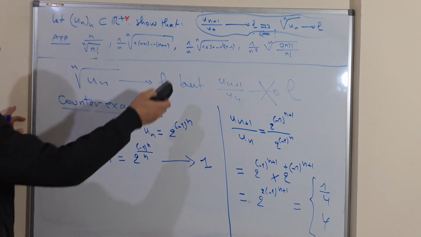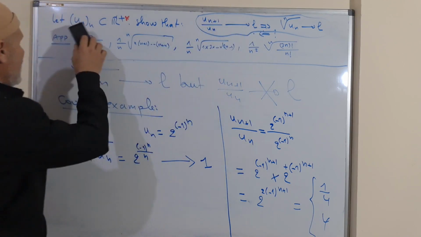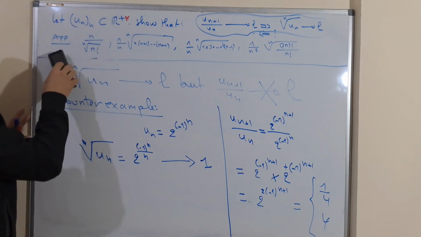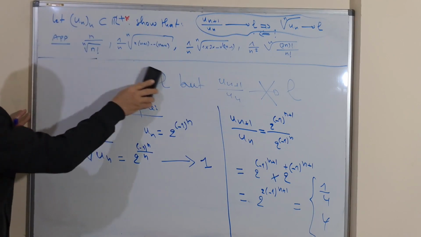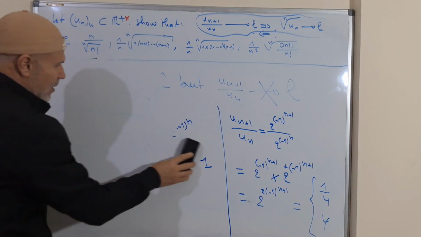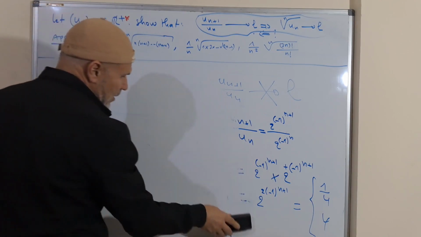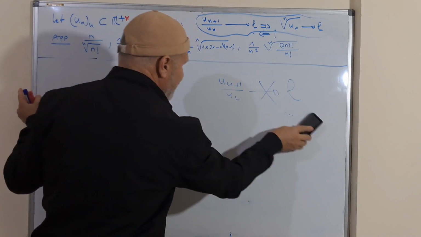Using this implication, can we find the limits of these 4 sequences? Let us get started with the first one.